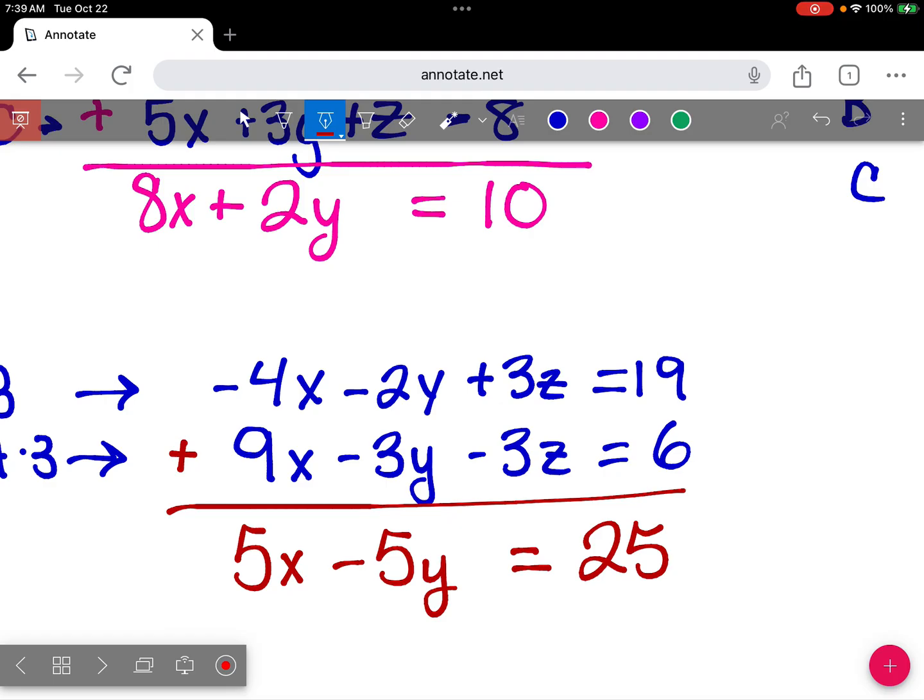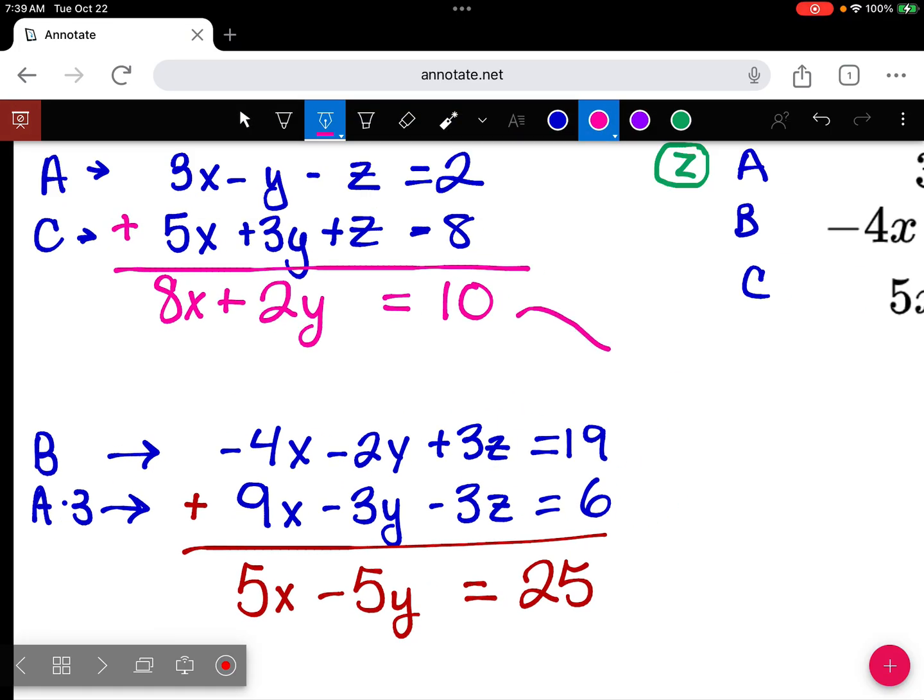You could, even if you really wanted to, solve by substitution. Actually, both of them were set up nicely for substitution, kind of. They would not wind up fractioning if you prefer that. So if we want to eliminate out our y's, what do I need to multiply the pink one by? 5.